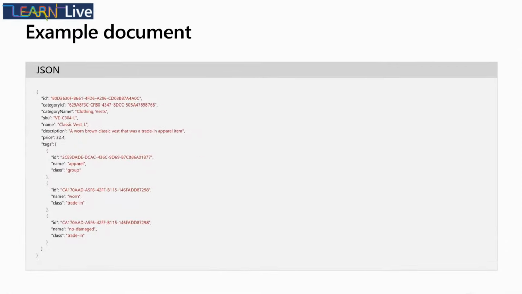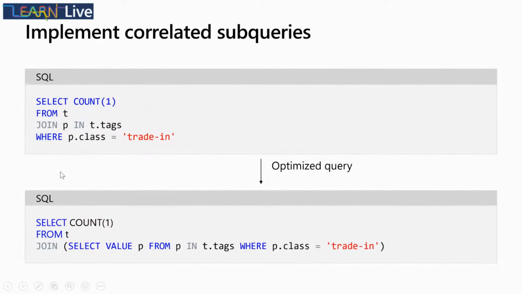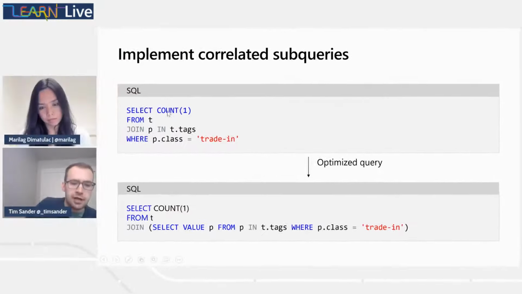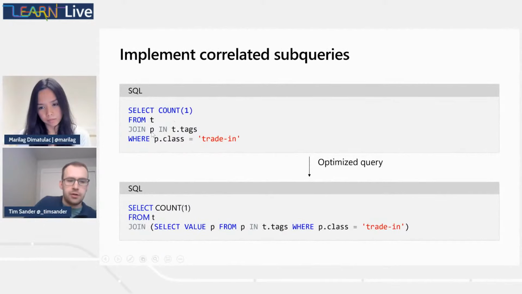It's actually, I think, the same document, Marilag, that you had shown in your examples. We have some root level properties here, and then we have a small tags array that has 3 elements within the array. Each of the array elements has an ID, name, and class property. Now, in one of your earlier examples, you had a query that looked somewhat similar to this here.